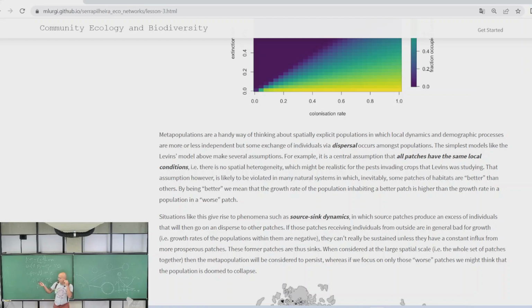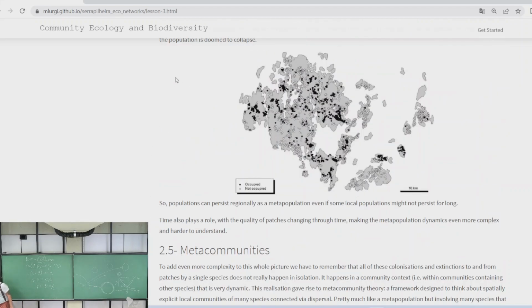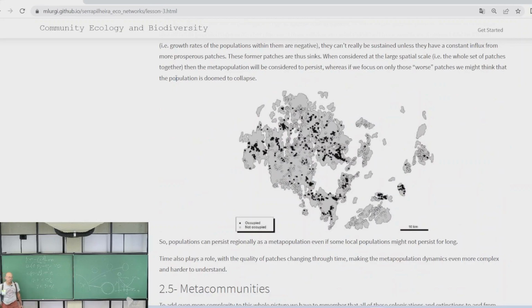And ever since then, people have been using models to represent landscapes. For example, this is an example from a metapopulation of butterflies in Finland by a famous ecologist called Ilkka Hanski, who studied metapopulations heavily for a long time. And he developed models that allow you to make these predictions.